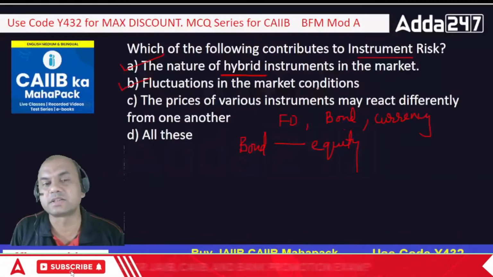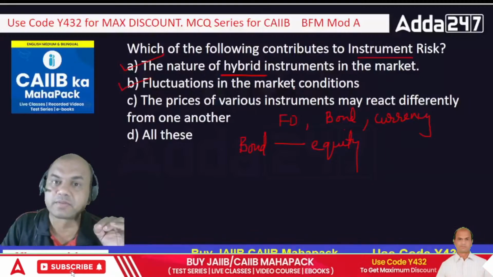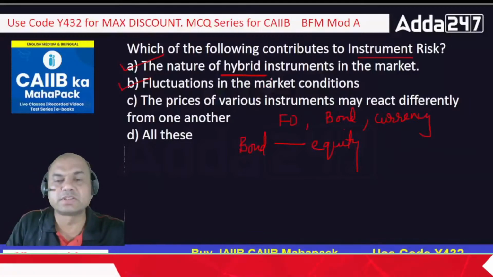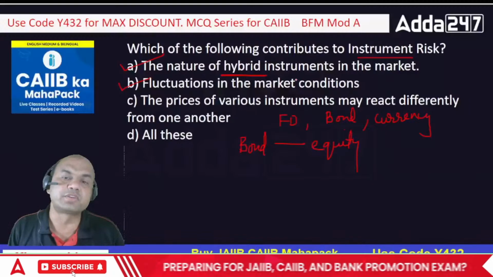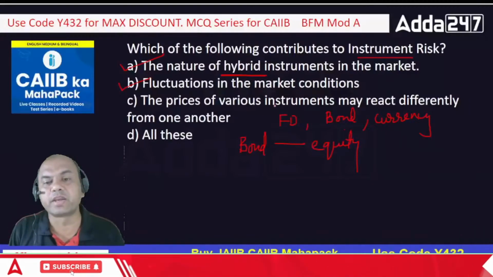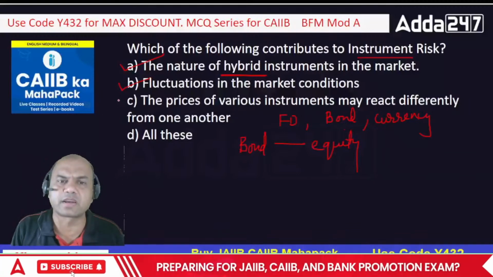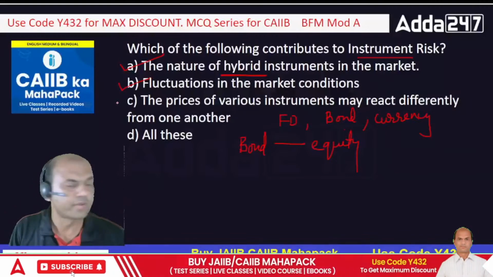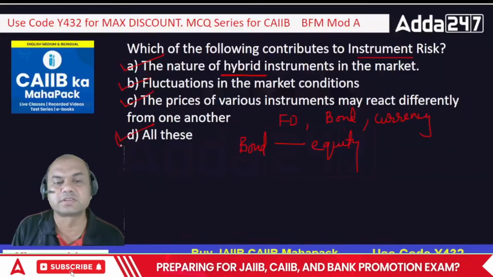Fluctuations in the market conditions. If the market conditions fluctuate heavily, then what happens? Once the markets fluctuate, the rate of the bonds will go down. The prices of various instruments may react differently. So various bonds will react differently as per their requirement, isn't it? And as per their financial strength. Okay. So the correct answer is D, all of these.